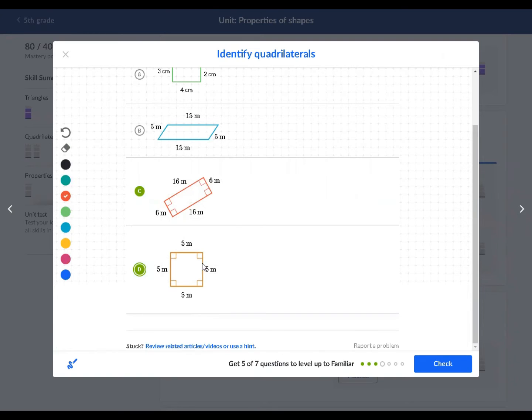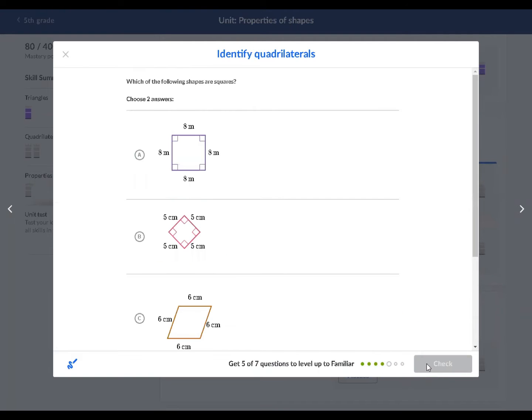You may think that's not a rectangle, that's a square, but you can see that here opposite sides are equal, like 5, 5, 5, 5. So you could see that opposite sides are equal. This side is equal to this side, and this side is also equal to this side. And most of all, the angles are right. So let's check that. We got it correct.